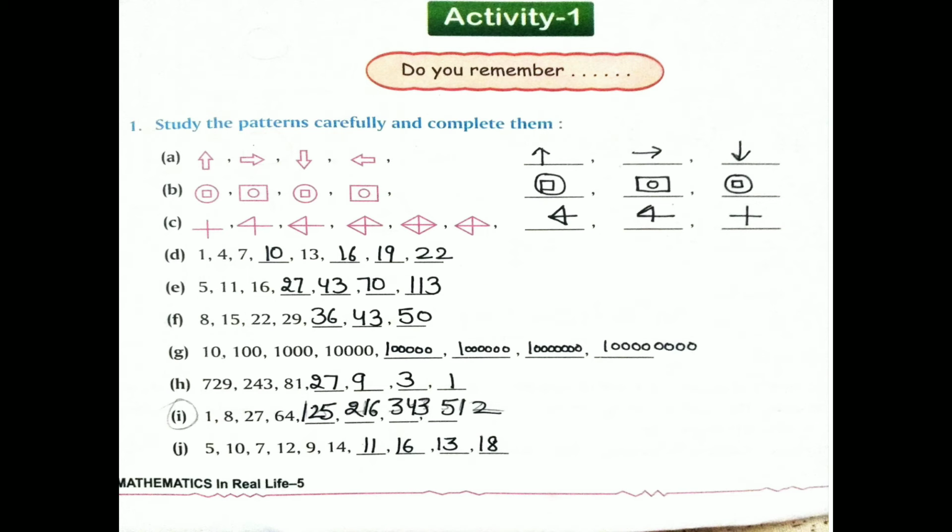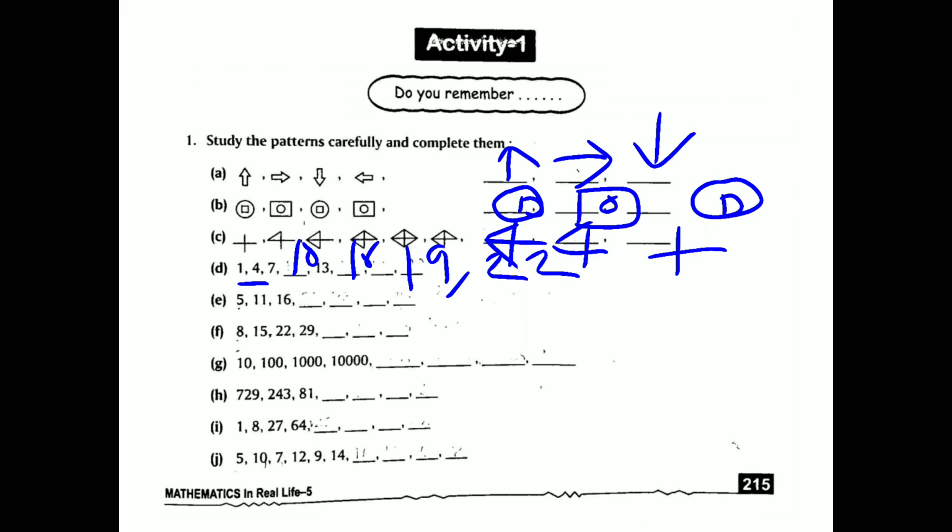Clear? Now in F part, see the difference. 8 and 15 have a difference of 7, and 15 and 22, the difference again comes 7. 22 and 29, again the difference is 7. Means in 29 what do you have to add? In 29 you will add 7, answer will be 36. Then 36 plus 7, answer comes 43. Then 43 plus 7, it will be 50. Clear?